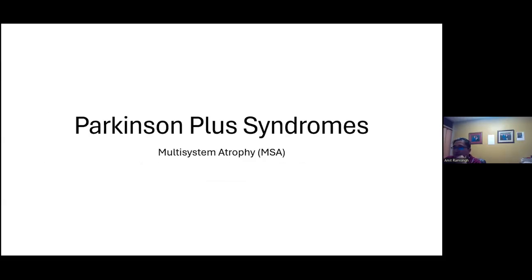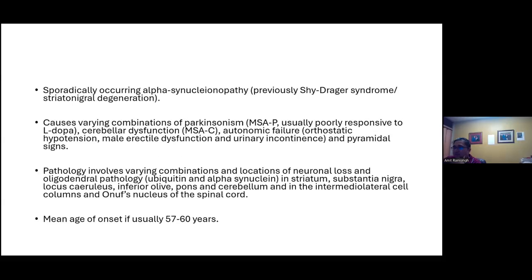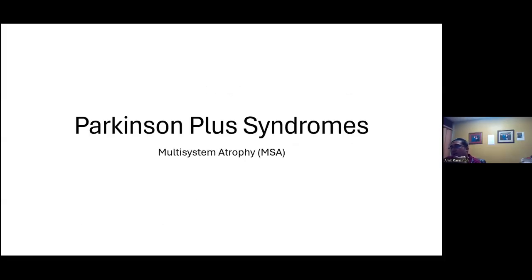So now moving on briefly into the Parkinson plus syndromes, right? And we're looking at multi-system atrophy first. So when we use the term Parkinson plus syndrome, we're talking about a constellation of defined syndromes which have Parkinsonian features, but they don't quite meet the hard characteristics and the UK brain bank criteria for Parkinson's disease, because they're usually characterized by other signs as well.